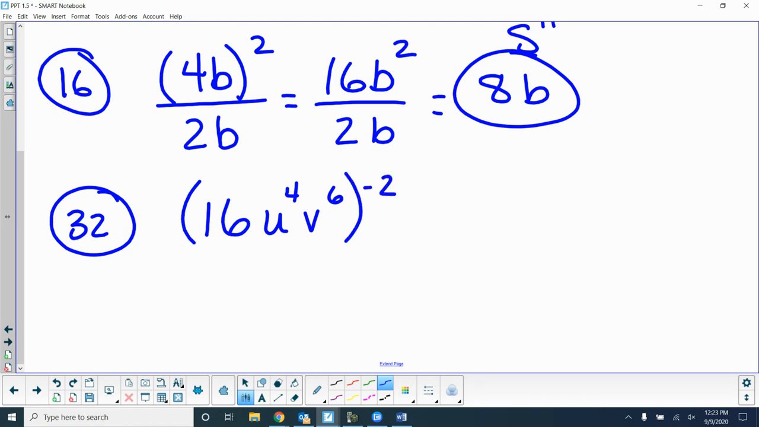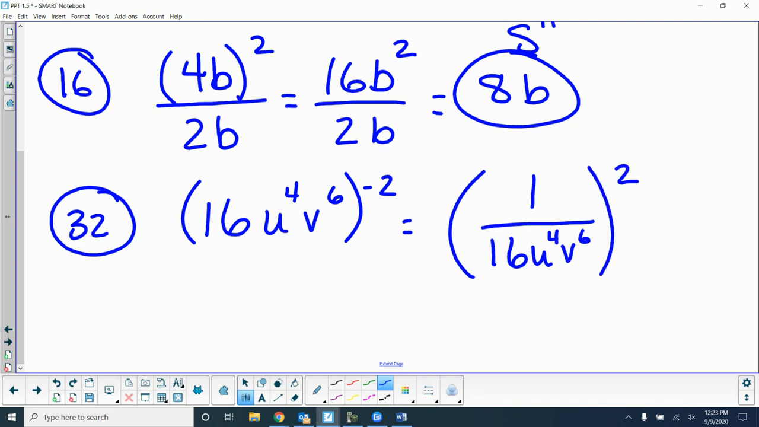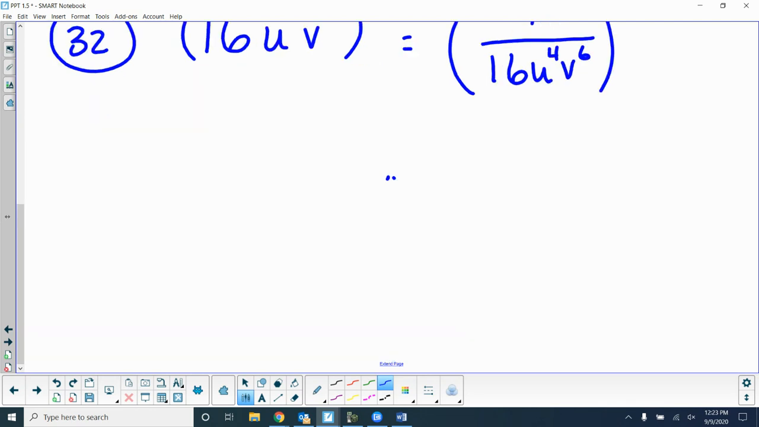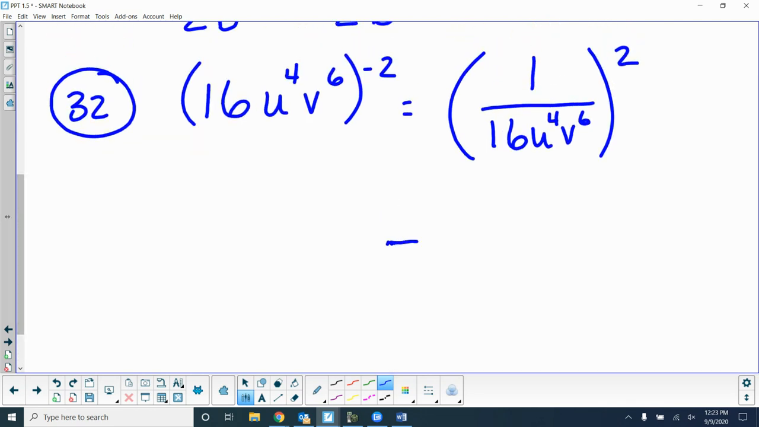Okay, so since we have that negative out there, and I can't simplify inside, right, the reciprocal of what's inside. And then make it positive 2. And then just square everything. So 1 squared would be 1. 16 squared is 256. U, 4 times 2. V, 6 times 2.